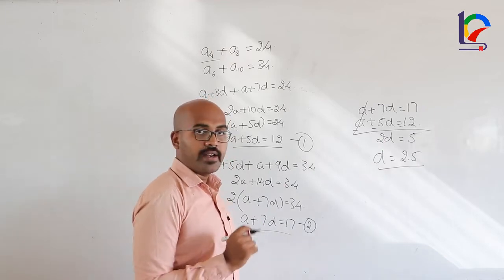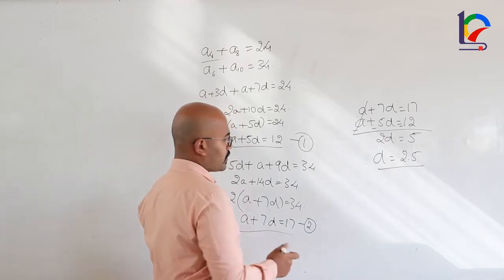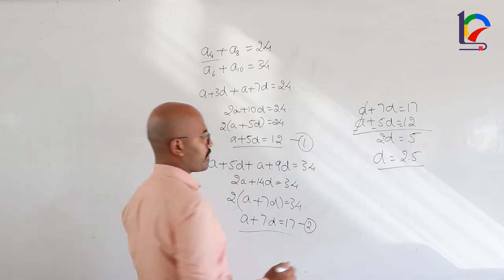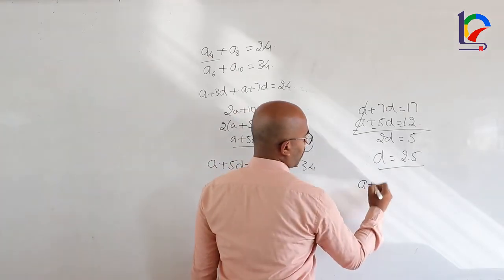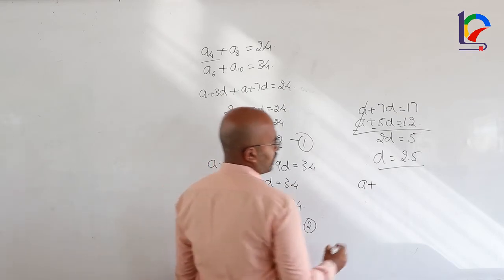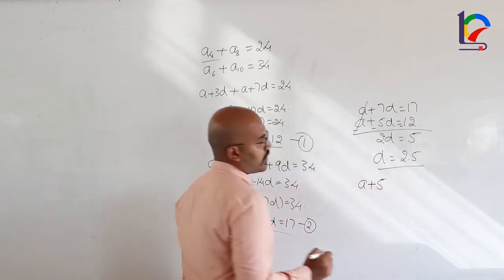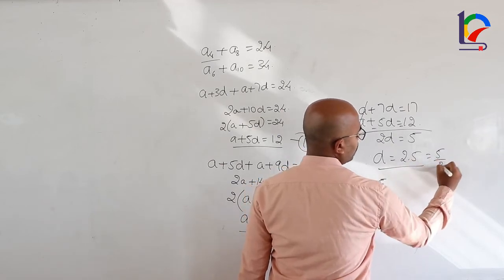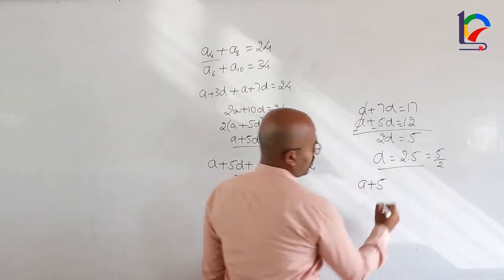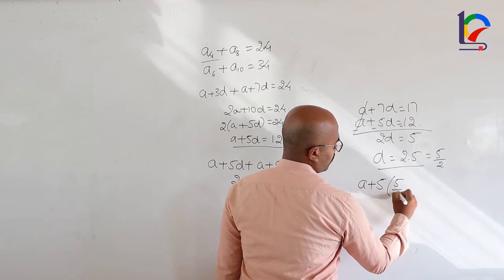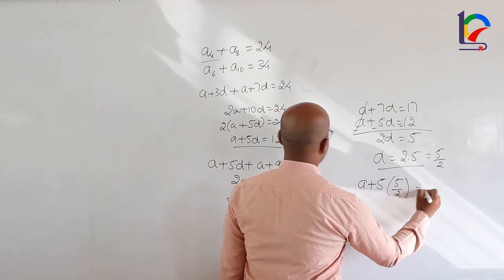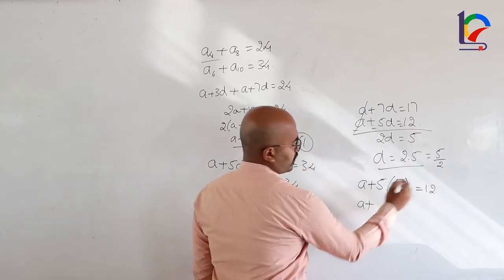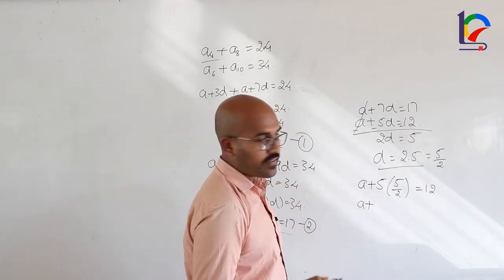So I need to find the value of a. Substitute in any of the equations. Let me take the first equation, a plus 5d is equal to 12. The value of d is 2.5, or else I can even take it as 5 by 2. So a plus 5 into 5 is 25.